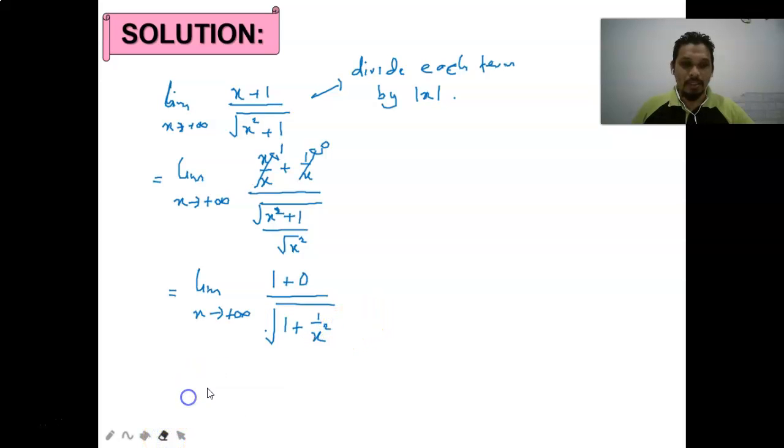Okay, I think that again should be come up with 1 over x squared. So now x approaching to positive infinity is getting bigger and bigger, 10, 100, 1,000 and so on. So 1 over big numbers, which is equal to 0, and also here approaching to 0. So then 1 plus 0 divided by square root of 1 plus 0 equal to 1.